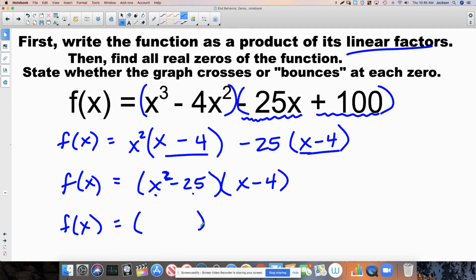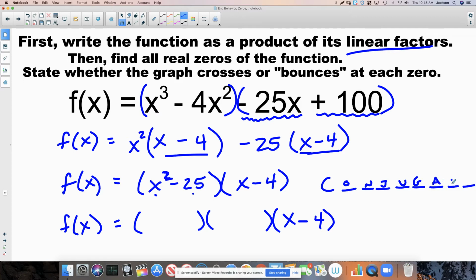And the difference of squares can be factored down into, what's the C word? Conjugates. Conjugates are the square root of that first part and the square root of that second part, one with a plus and one with a minus. Okay, so here is our product of linear factors. Check mark. Then find all the real zeros of the function.